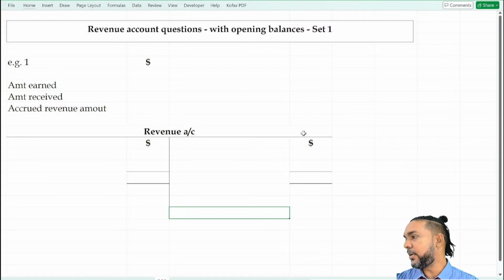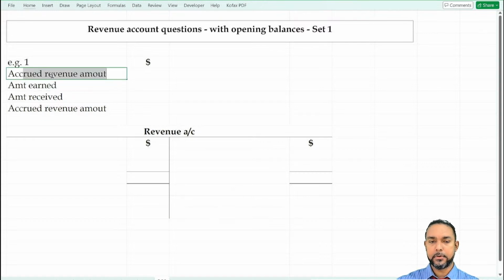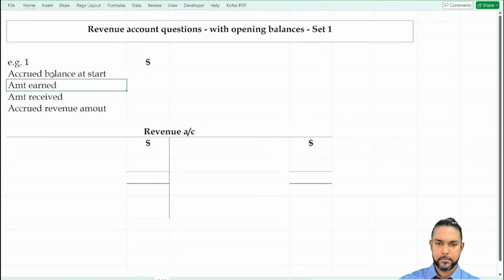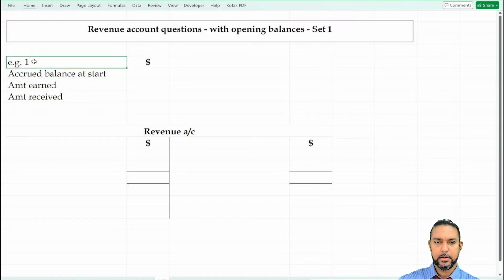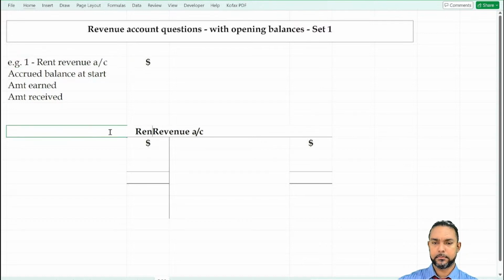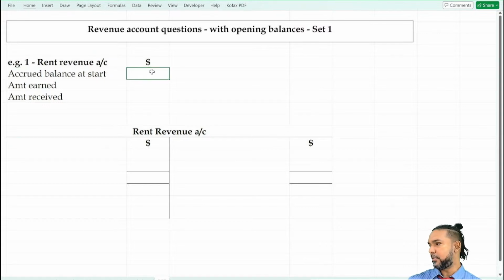Which topic is this, double entry? Yeah, well, it's revenue accounts, but yeah, it falls under double entry. Okay, cool. So accrued balance at start. Example 1. So let's do rent revenue. Okay, so let's say we have an accrued balance at start, right?